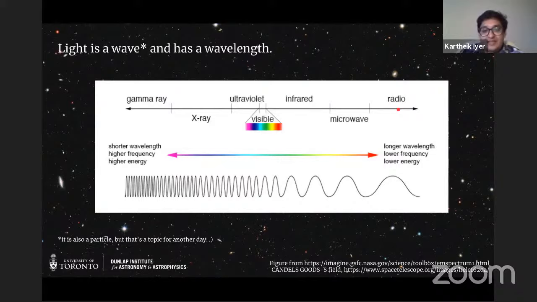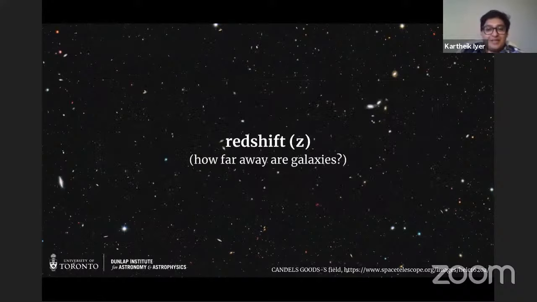All of these are different types of light, right? So that's one point, that light has a wavelength and this wavelength changes. And the second point is that light has a constant speed, and we'll see where that is important later on in this talk. So for now, just keep in mind the wavelength. With this information, we want to understand what redshift is.